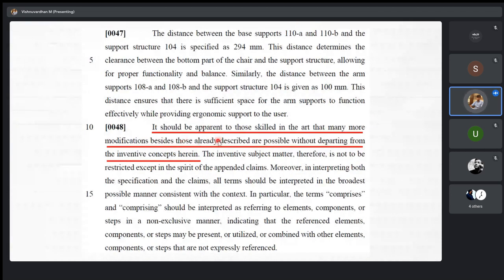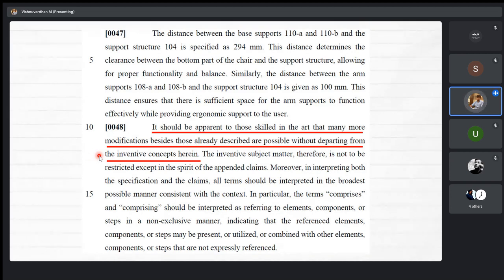It should be apparent to those skilled in the art that many more modifications besides those already described are possible without departing from the inventive concepts herein. Based on the background, I can assume they're talking about teak wood, that the chair is made out of teak wood. So they're saying it's apparent that even though we have not mentioned it, this can be remade in plastic also. You don't have to have this safety armrest on this side. You can move it to that side also. So this makes it clear that other modifications are possible. It's broader than what we're just claiming here.